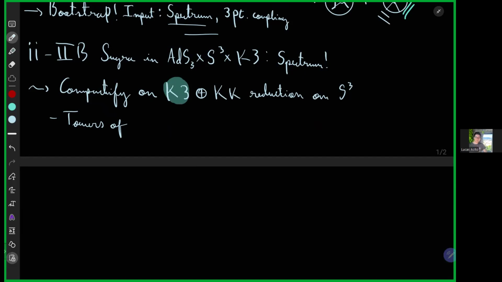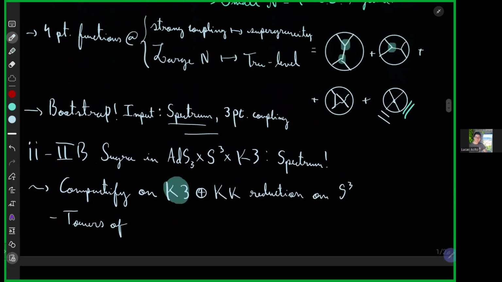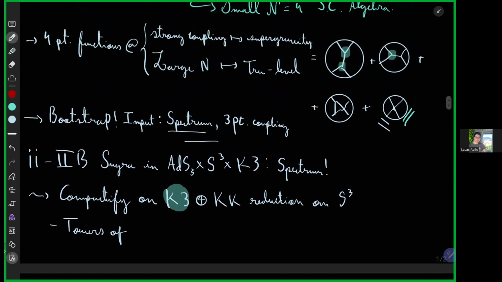I also have a silly question. What's the difference between a compactification on K3 and a Kaluza-Klein reduction? Yeah, that's a very good question.